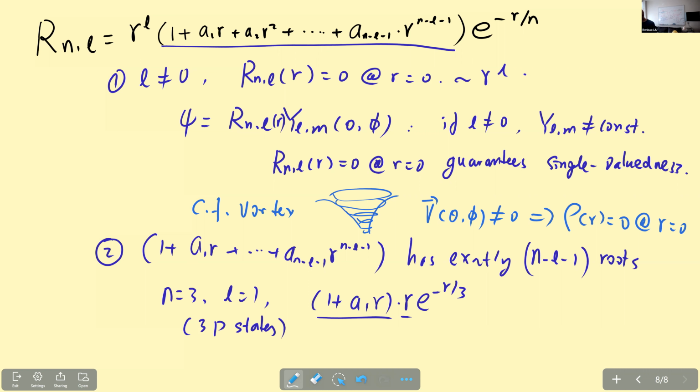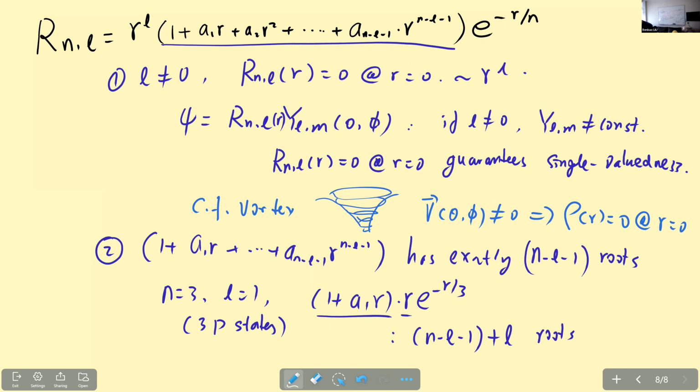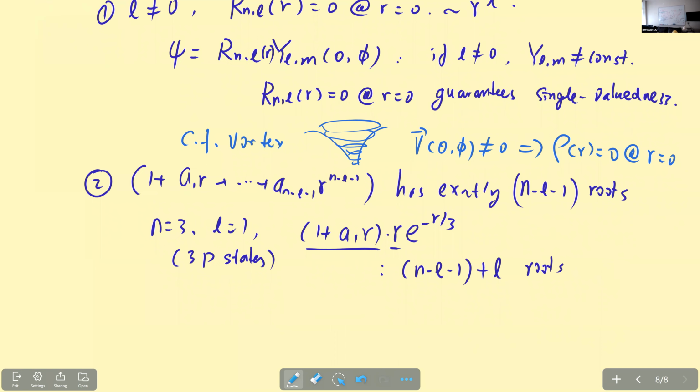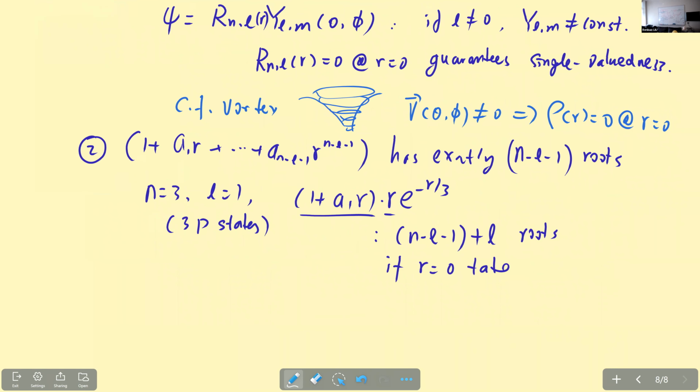So altogether, if you count r equal to 0 as an L-th order zero, altogether you have n minus l minus 1 plus L roots, with r equal to 0 taken as L roots, because the wave function equals 0 L times at r equal to 0, right?